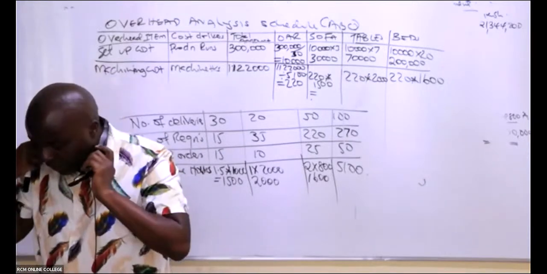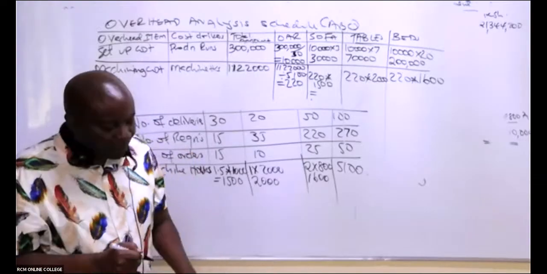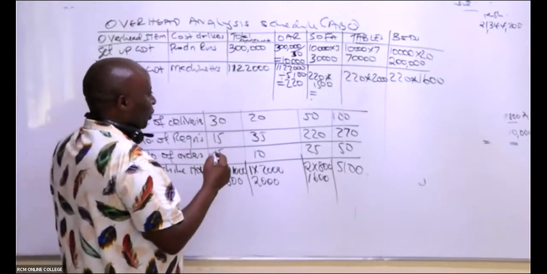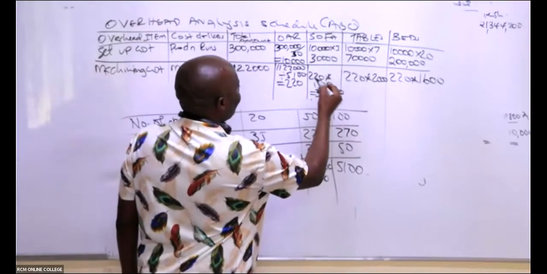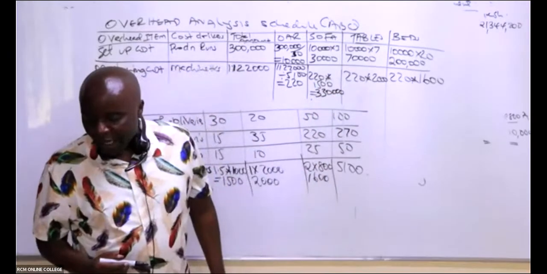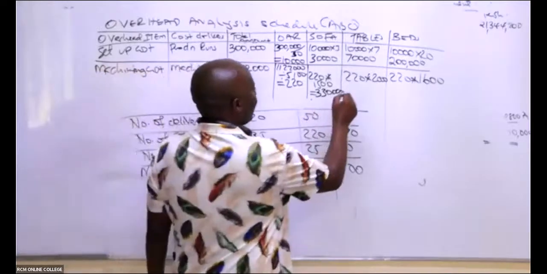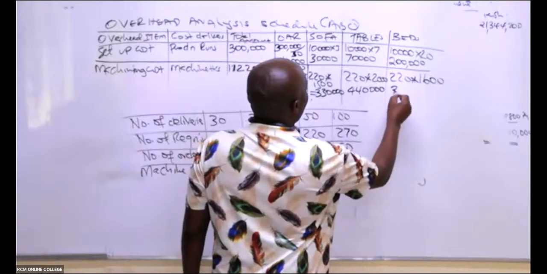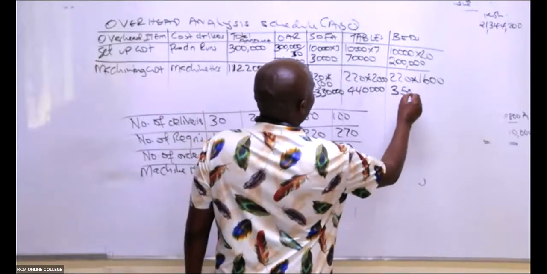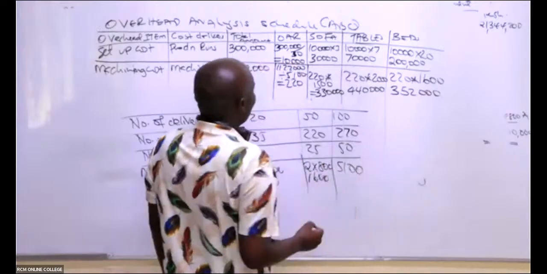So Alfred and Rose have given me answers. The first one I'm being told is 330,000. The second one, 440,000. The third one, 352,000. Thank you so much.